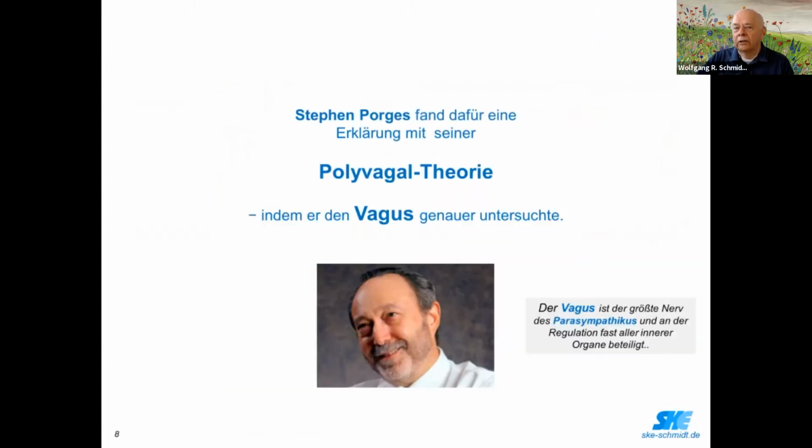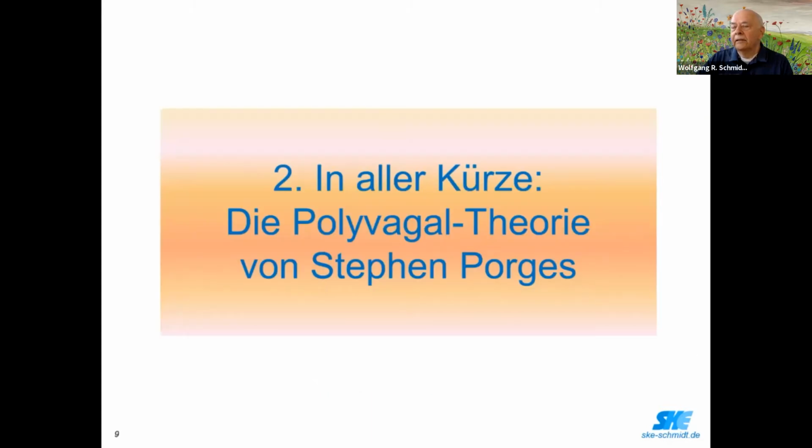Now, Stephen Porges developed his polyvagal theory, and he found an explanation for this fact when he examined the vagus nerve, which is the biggest nerve of our parasympathetic system, in great detail. So the vagus is the largest nerve of the parasympathetic system and is involved in the regulation of almost all internal organs.